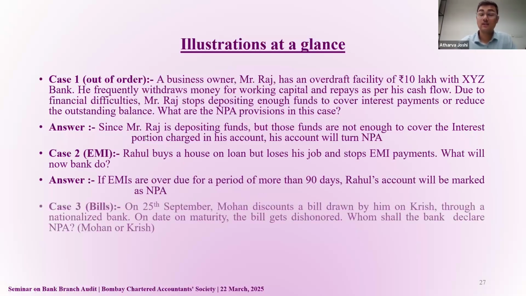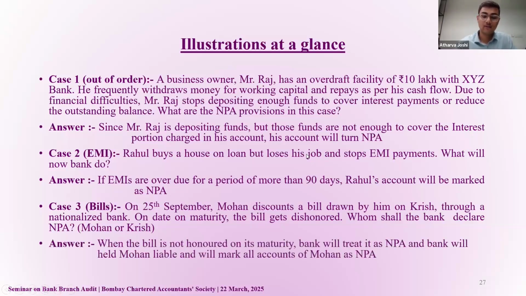Now, the third case is regarding bills of exchange. On 25th September, Mohan discounts a bill drawn by him on Krish through a nationalized bank. On the date of maturity, the bill gets dishonored. Now, who shall the bank declare as non-performing asset? Mohan or Krish? Exactly. When the bill is not honored on its maturity, the bank will treat the bill as a non-performing asset, and the bank will hold Mohan liable for non-payment, and the bank will mark all accounts of Mohan as non-performing asset.